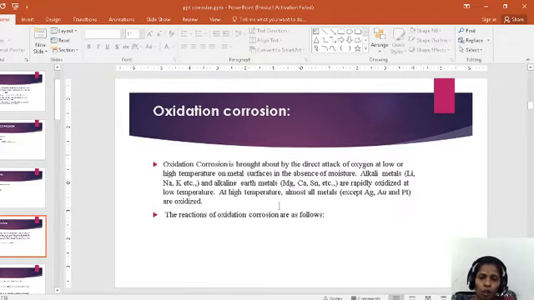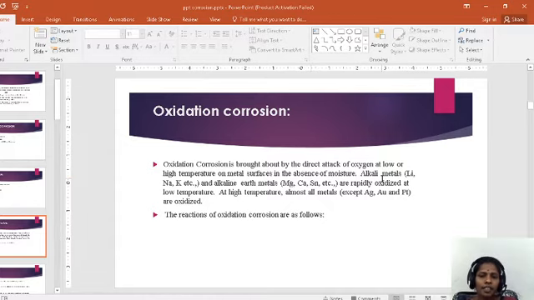Oxidation corrosion is brought about by the direct attack of oxygen at low or high temperature on metal surfaces in the absence of moisture. So simply, oxidation corrosion is corrosion of the metal in the presence of oxygen and in the absence of moisture. That means the metal is reacting with oxygen, either at low temperature or at high temperature, in the absence of moisture. That is called oxidation corrosion.